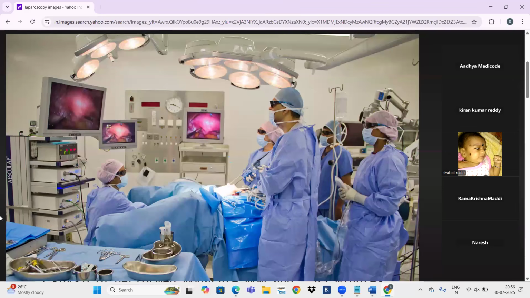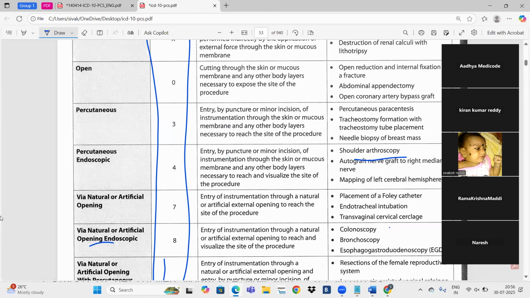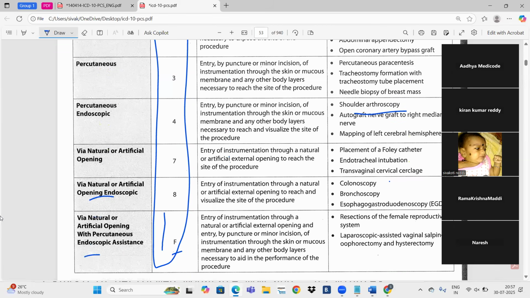That was scopy. So now, what is the meaning of percutaneous endoscopy? Percutaneous means entry by puncture or minor incision. So if they create a small hole and insert the scope, it is considered percutaneous endoscopy. So please note down which scopies come under percutaneous endoscopy. What are the scopies you will get?